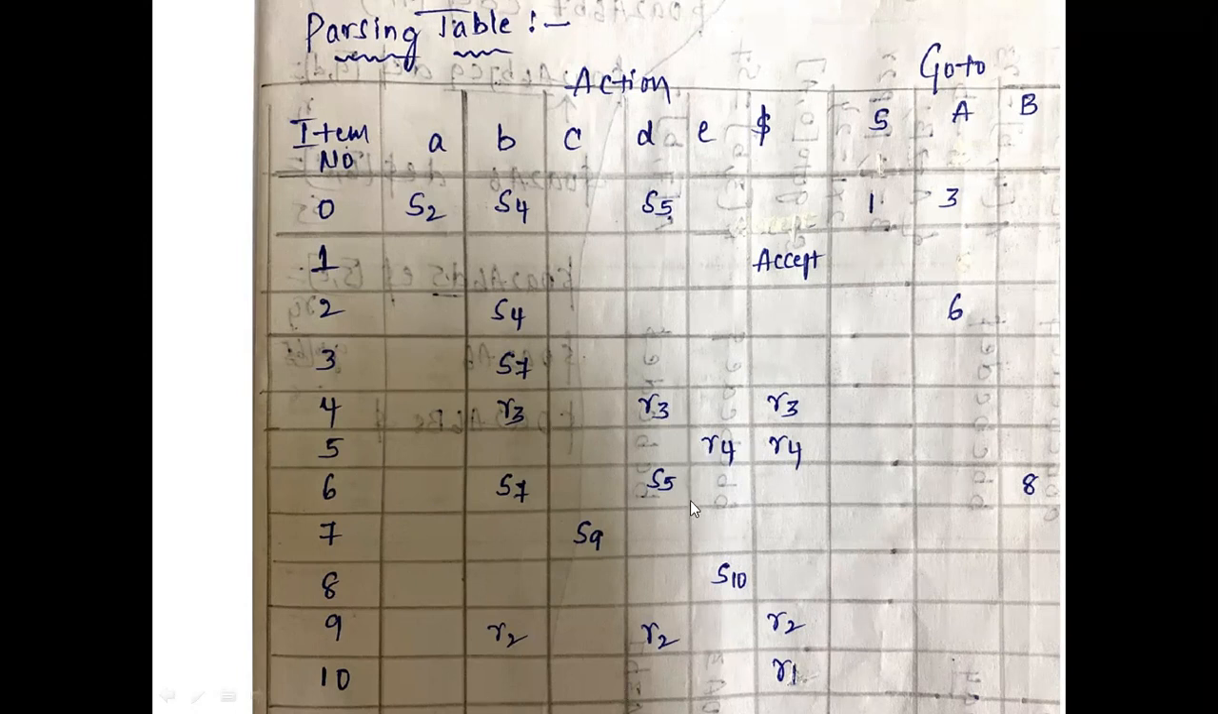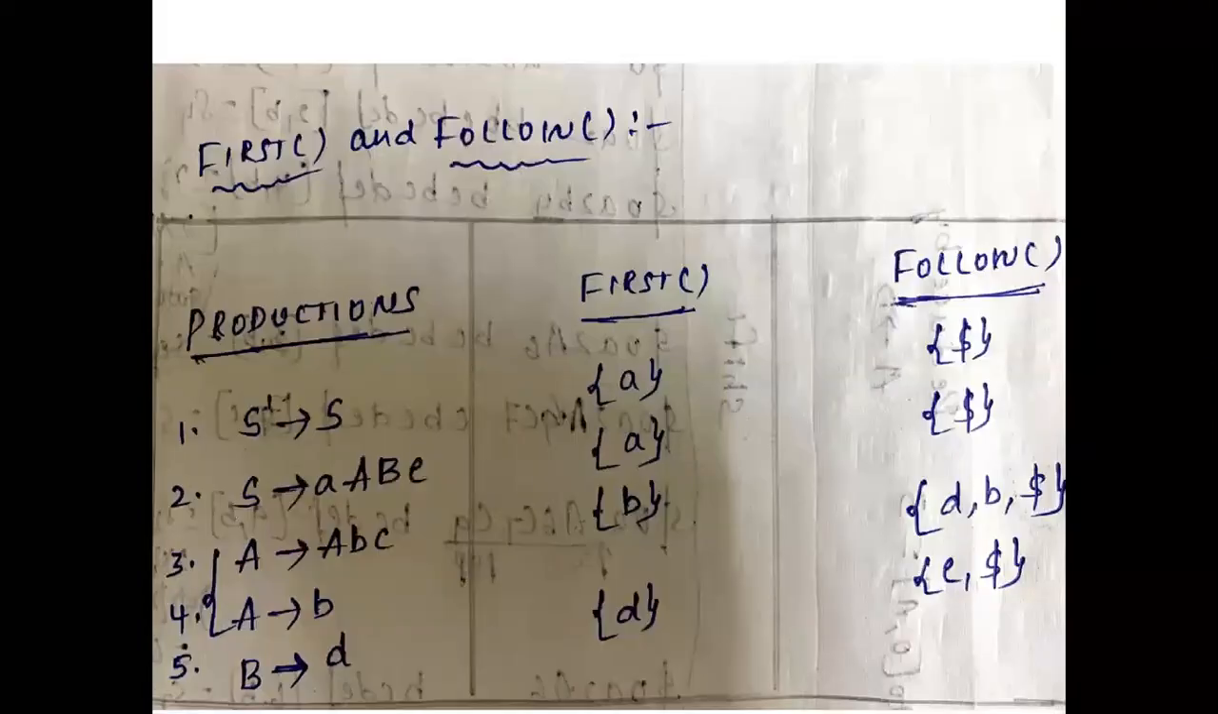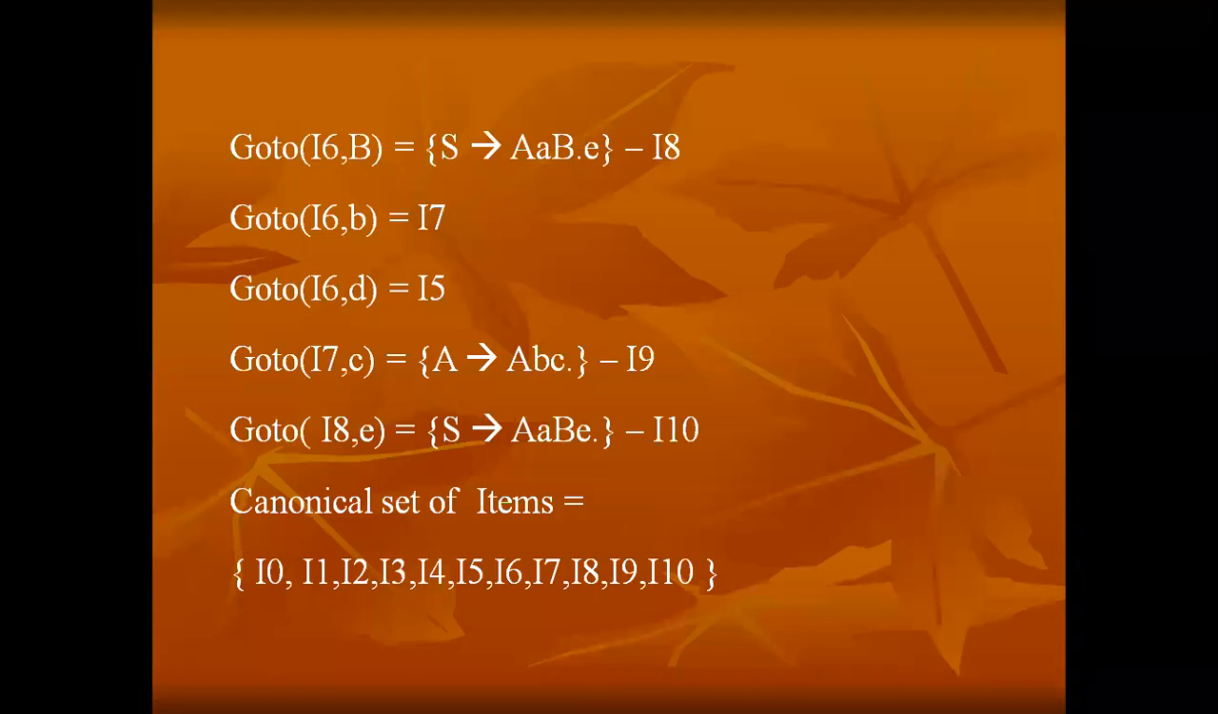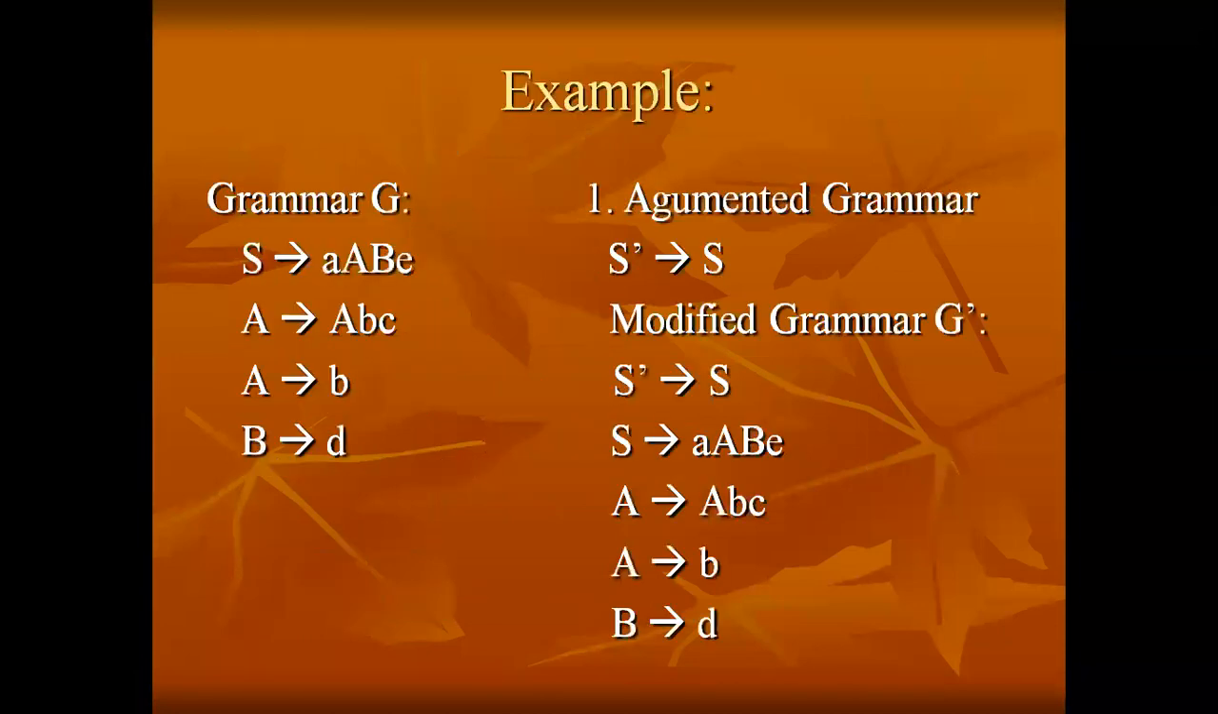And now how to fill the reduces? How to fill the reduces? Now see the follow function here. To fill the reduces, we need to take the output from the follow function. See the grammar here. From the given grammar G, we have the sequence numbers 1, 2, 3, 4.